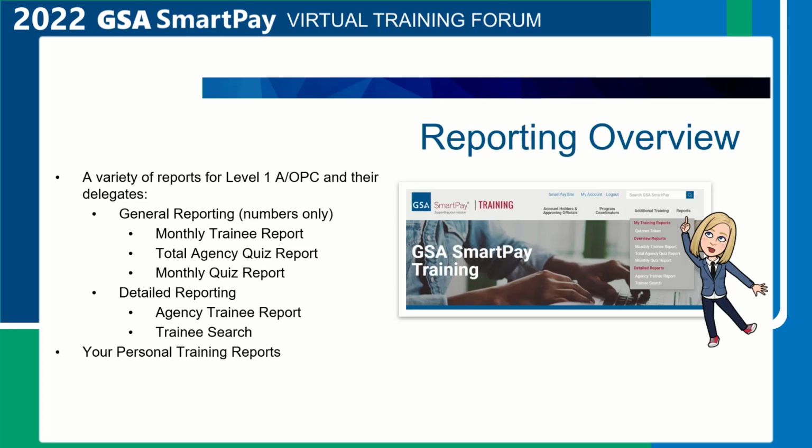There are two types of reports. The first is general reporting, which returns numbers only. These reports include monthly trainee reports, total agency quiz report, and the monthly quiz report. The second is detailed reporting, which provides some specific user information. These reports include the agency trainee report and trainee search.